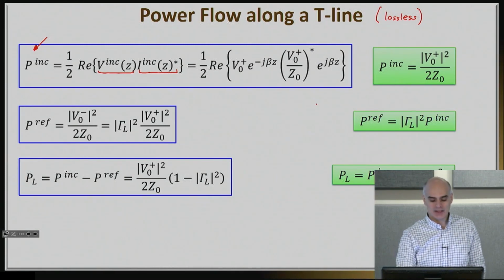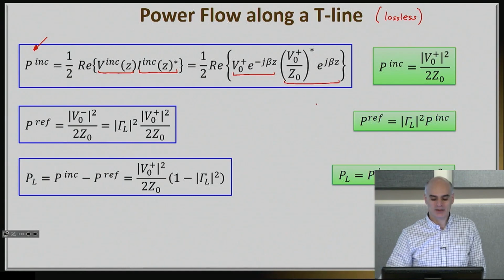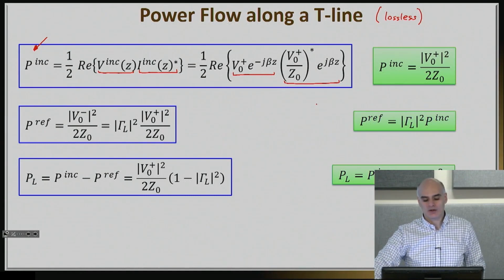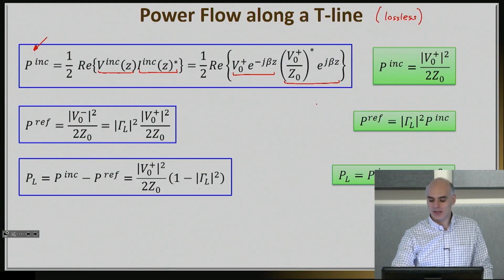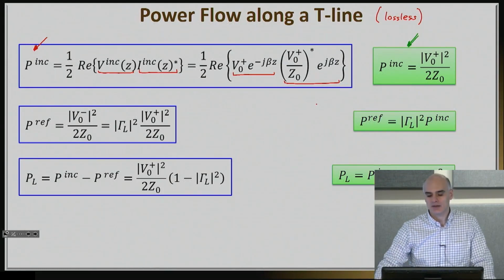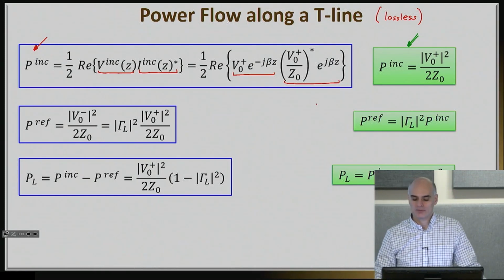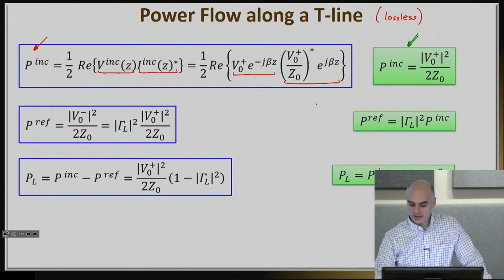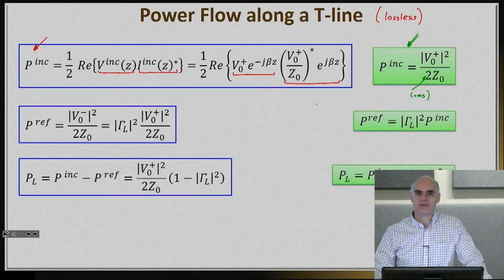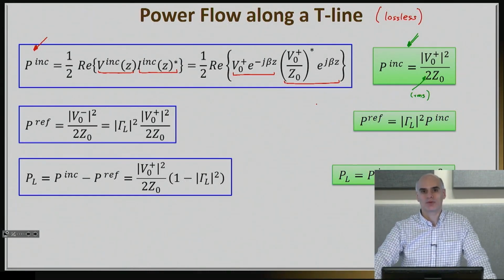So I have simply expressed here the knowledge I have for the incident voltage. I have simply expressed here the incident current, complex conjugate, and that gives me this interesting and famous result that the incident power is going to be nothing else but V naught plus, magnitude squared, divided by 2 Z naught. And again, that 2 would not have been there if you had RMS values. Here I have magnitude values, so that 2 is actually there.